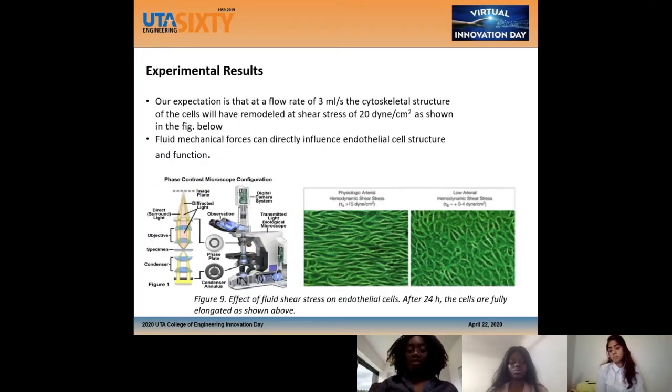Our expectation for the results is that at a flow rate of 3 milliliters per second, the cytoskeletal structure of the cell will have remodeled at a shear stress of 20 dyne per centimeter squared, as shown in the figure to the right below. Our experiment proves that fluid mechanical forces can directly influence endothelial cell structure and functions.